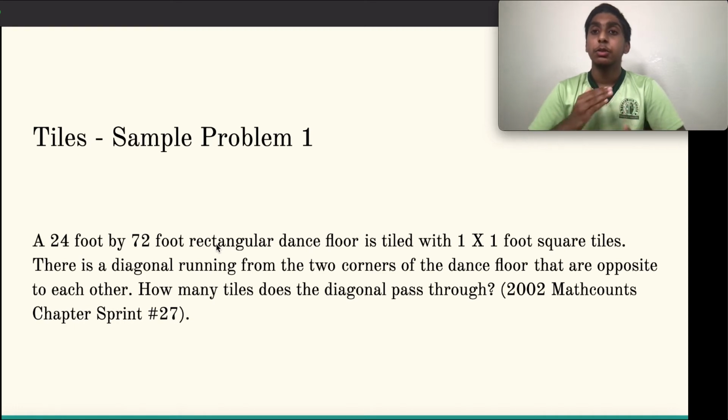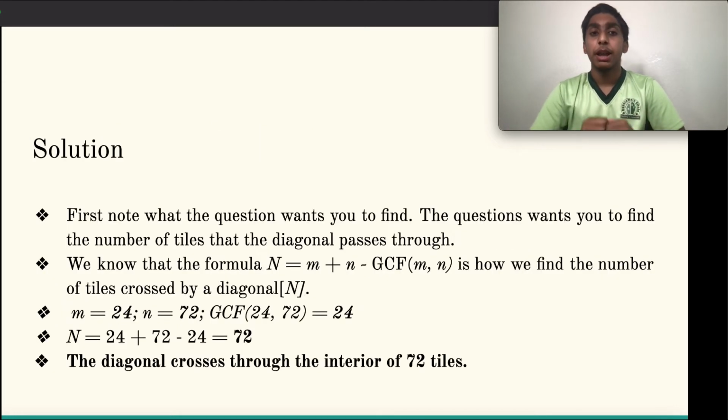If you're consistent with your usage like that, it doesn't matter which variable you assign to which in this context. Alright, so our m is equal to 24, our n is equal to 72, and the GCF of 24 and 72 is 24. Again, if you didn't understand how I got the GCF, I went over that in the session 1 video. Go ahead, check that out, and learn how to do it.